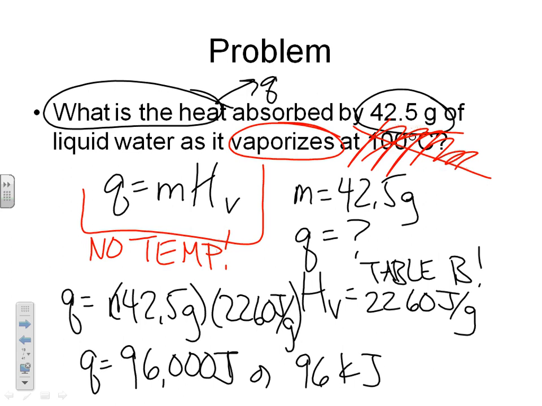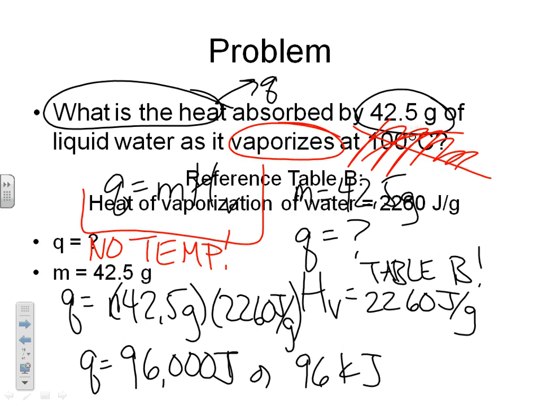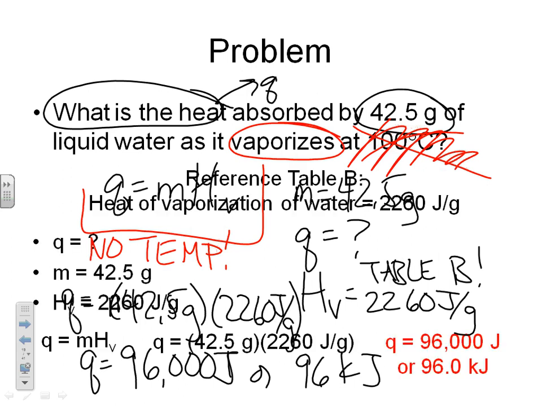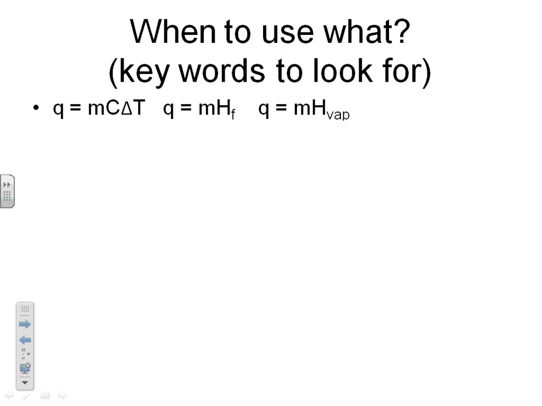Now, using these three heat equations is actually not all that hard. But the critical thing is that you have to know when to use which one. So we have three of them: Q equals MC delta T, Q equals MHF, Q equals MHV. And the problem isn't going to tell you which heat equation to use. This is probably the most involved part of the three heat equations, knowing when to use which one.